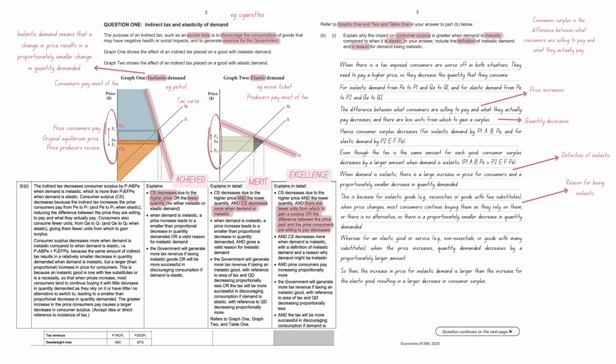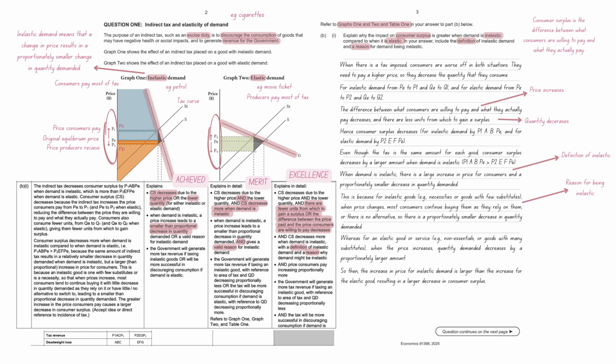Okay, and then the second point you need to make is, when demand is inelastic, this is for achieved, a price increase leads to a smaller than proportional decrease in quantity demanded, or some other valid reason for inelastic demand. For merit, you'd say all that, and then you'd also say a valid reason for inelastic demand. So that was our definition of inelastic demand that we included in the answer, and then also a reason for why something might be inelastic. And then to get excellence, you just need to say consumer surplus decreases more when demand is inelastic, with some kind of definition of inelastic demand and also why it might be inelastic.